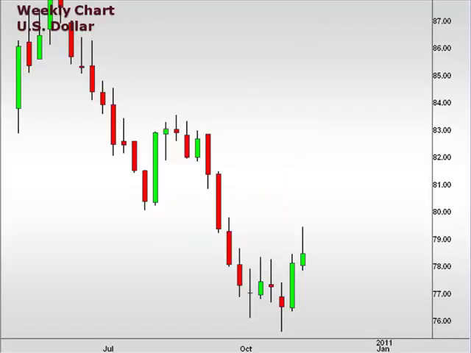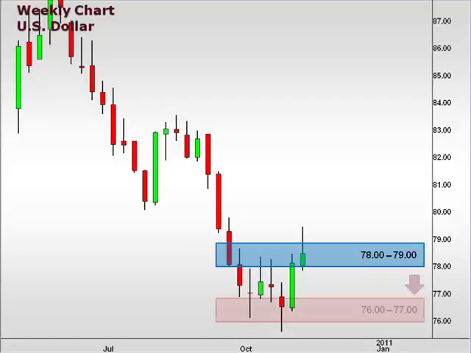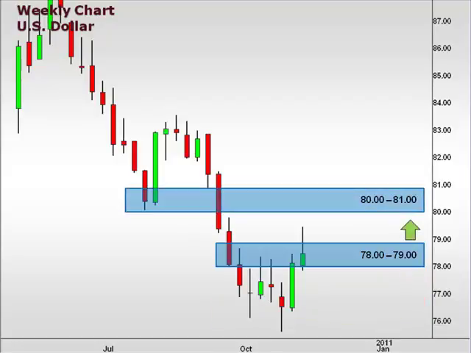Well, the dollar index now hovers above the 78 support level. Failure to hold this level opens the window for a drop back down to test 76.77. However, a break above 79 is likely to follow through with a test of the 80.81 focal zone.